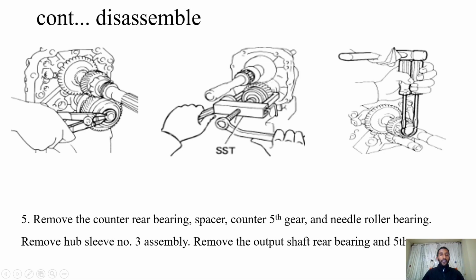Before we remove the counter bearing, we should remove the snap rings, and then we should use a puller, as you observe. After we remove the snap ring, we can simply remove the parts sequentially.